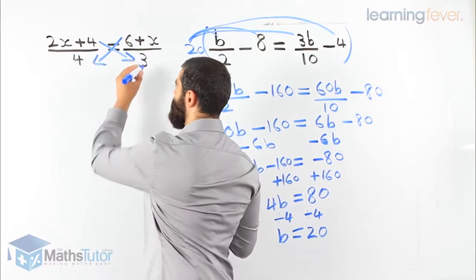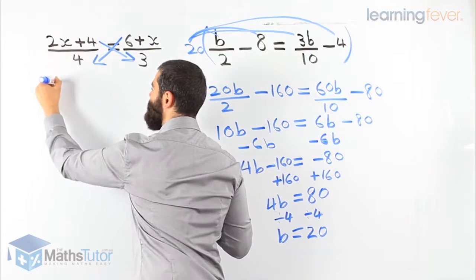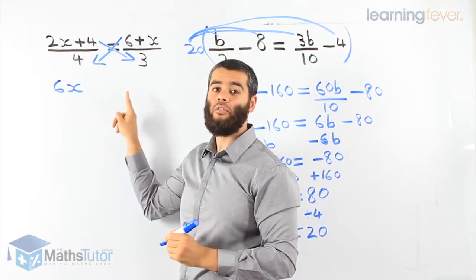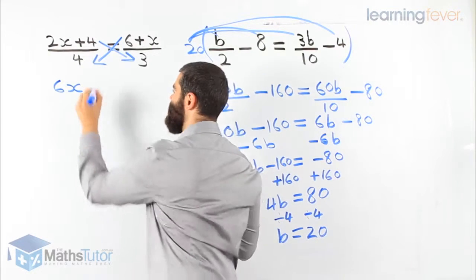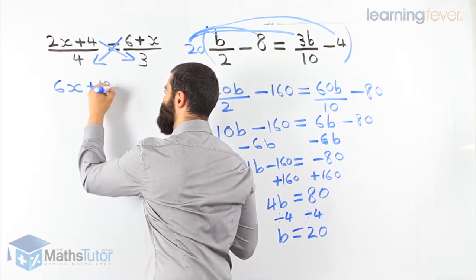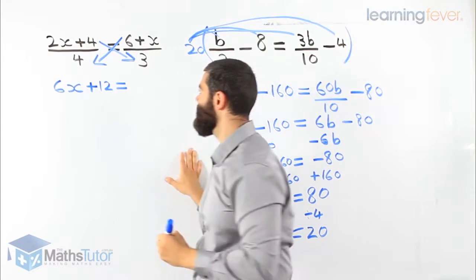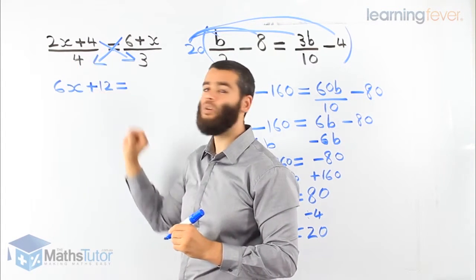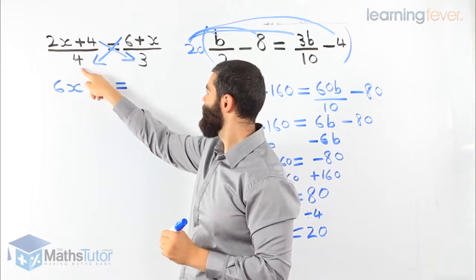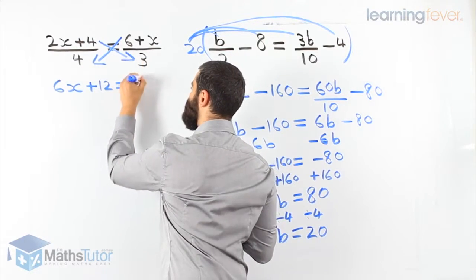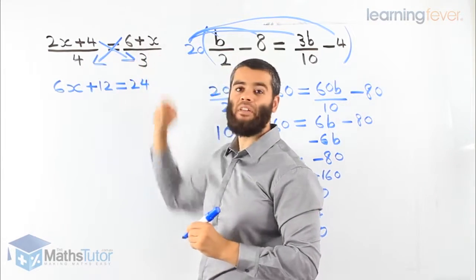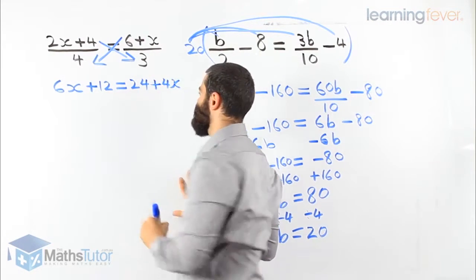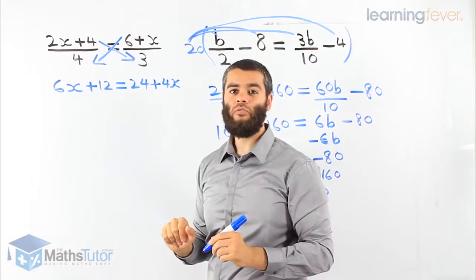Let's do it this way. So 3 times 2x, 6x. And 3 times 4 is 12 equals 3 times 2x is 6x. 3 times 4 is 12. Now, 4 times 6, 24. 4 times x, 4x. Now, we just solve it as normal.